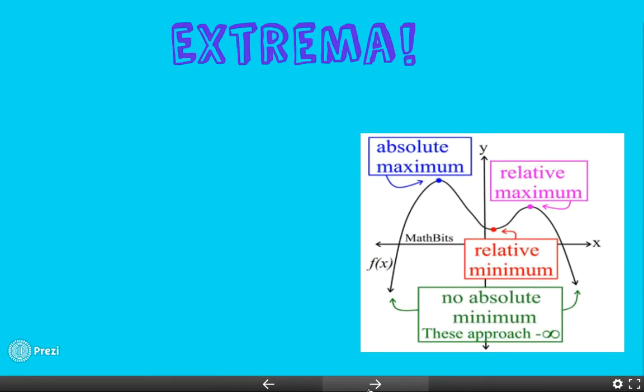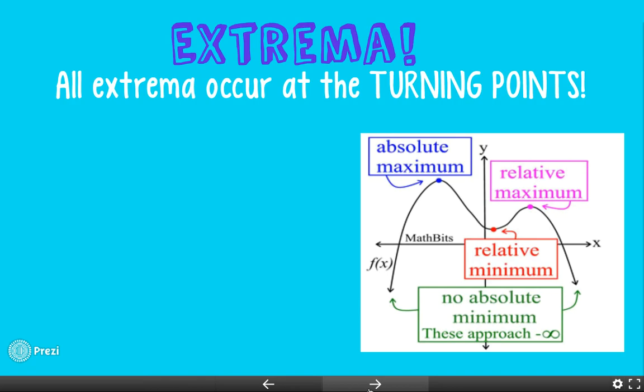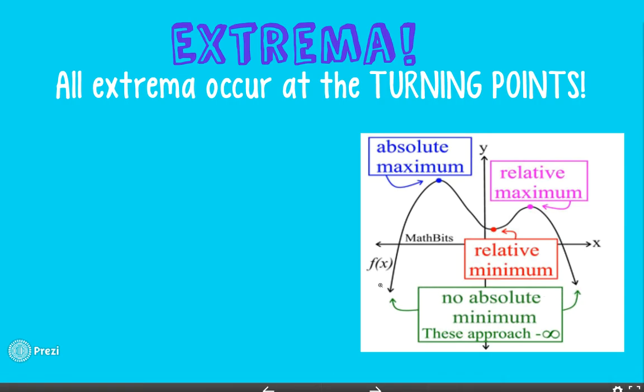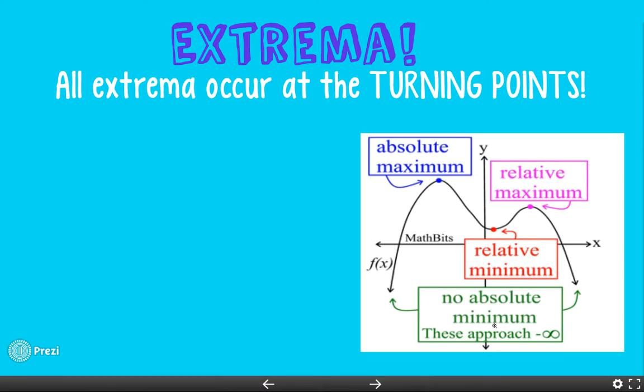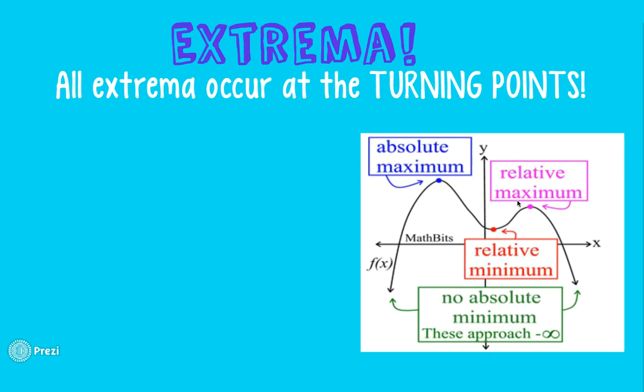All right, so the different kinds of extrema we have. Now, extrema must occur at the turning points. All extrema are at turning points. If you think the extremes are at the arrows, these are not extrema, you guys. We cannot have infinity be an absolute or a relative maximum or minimum. Infinity can never be the answer. Our answer must always occur at a turning point.